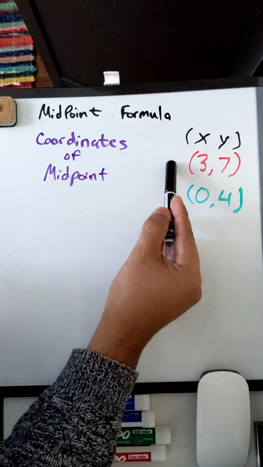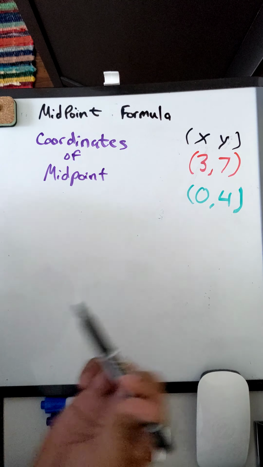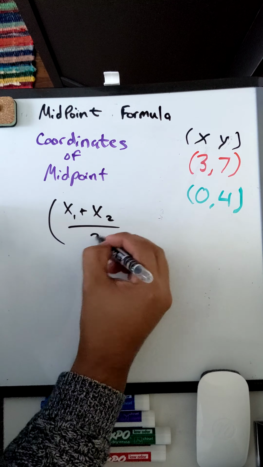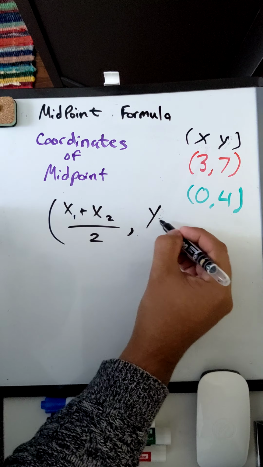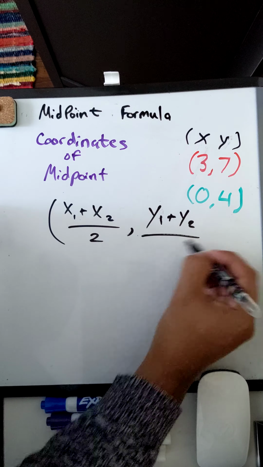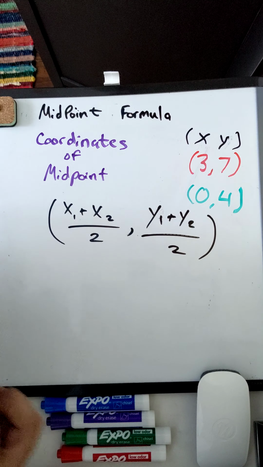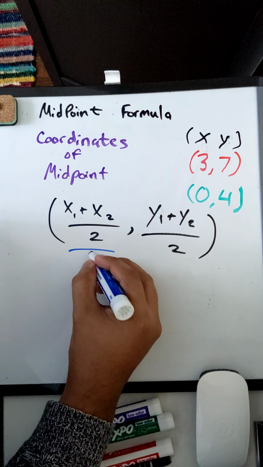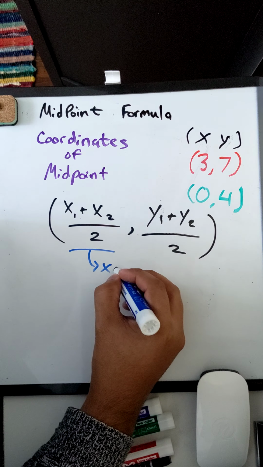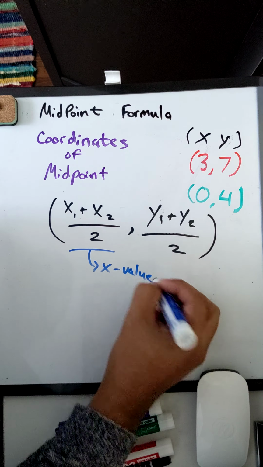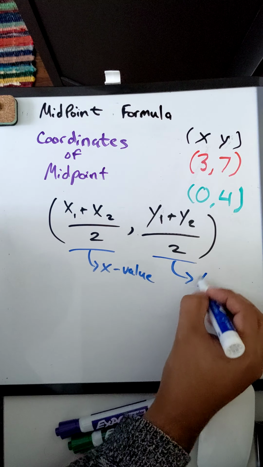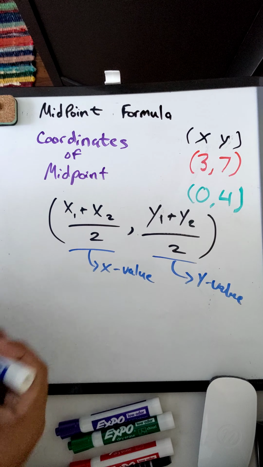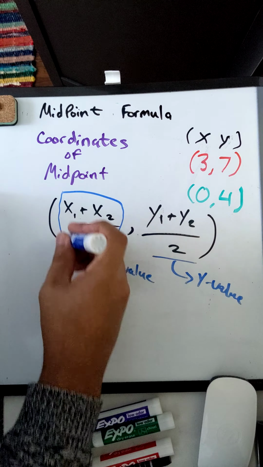Let's use the points we used from the previous video. So if these are my points, 3, 7, 0, 4, then the midpoint formula tells me that x1 plus x2 over 2, comma, y1 plus y2 over 2. My midpoint formula tells me that these are my coordinates. This is my x coordinate. It's my x value. And this is my y value. This whole thing, just to be clear, this whole thing.